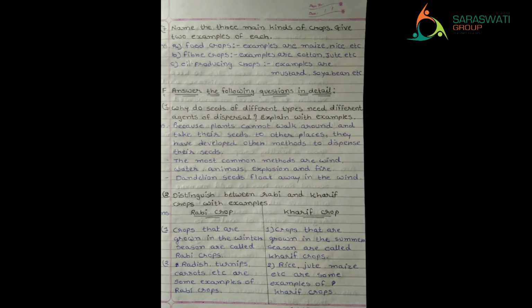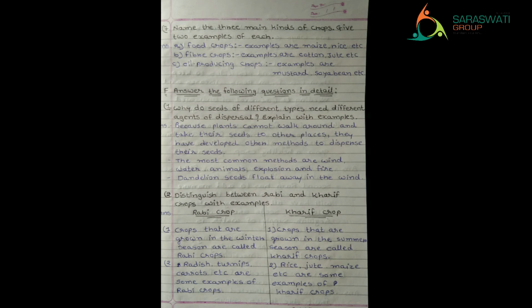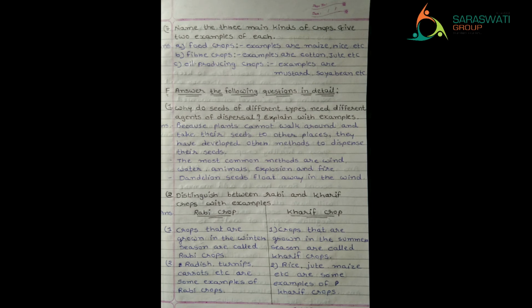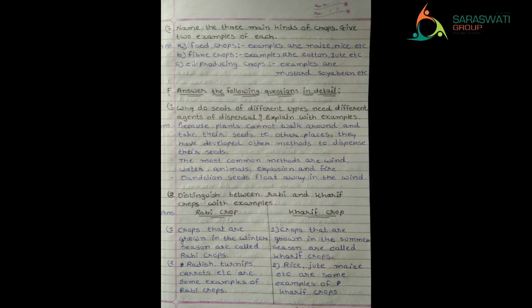नाउ सी द एग्जाम्पल. इट इज रेडिश, टर्निप, कैरेट्स एक्सेट्रा आर एग्जाम्पल ऑफ रबी क्रॉप्स, राइट. कि ये सारे जो है, यही नहीं, इससे भी कहीं ज़्यादा और इसके अलावा भी कई क्रॉप्स कैन बी ग्रोन इन अ विंटर सीजन. सो दे आर नोन एज रबी क्रॉप्स. नाउ सी इन खरीफ क्रॉप्स. Rice, jute, maize, etc. are some examples of kharif crop. That means it is grown in a summer season. Understood this question? Yes. Now we are moving to the next question.